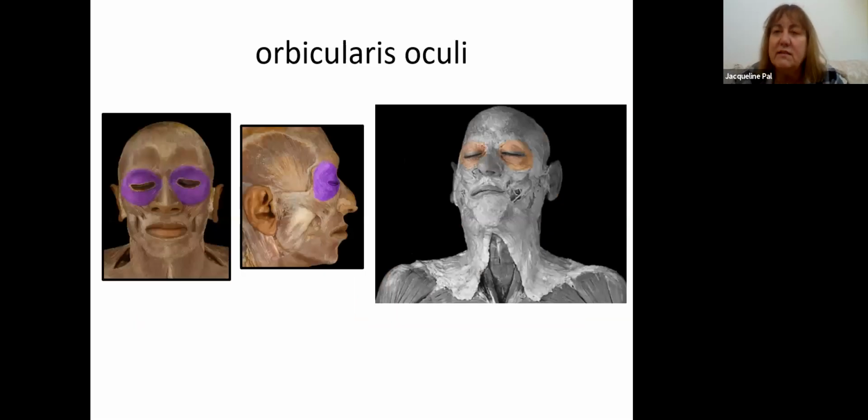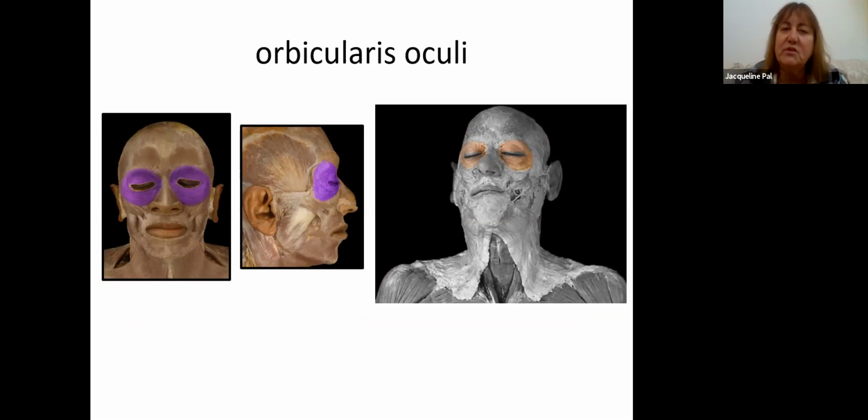The next muscle is a circular muscle, which goes around the orbit. And so we take a prefix ORB, which means kind of like a globe, a circle, and we call it the orbicularis oculi. And when this contracts, because it's circular, that means it's going to become smaller. And that's what happens when you close or blink your eyeballs.